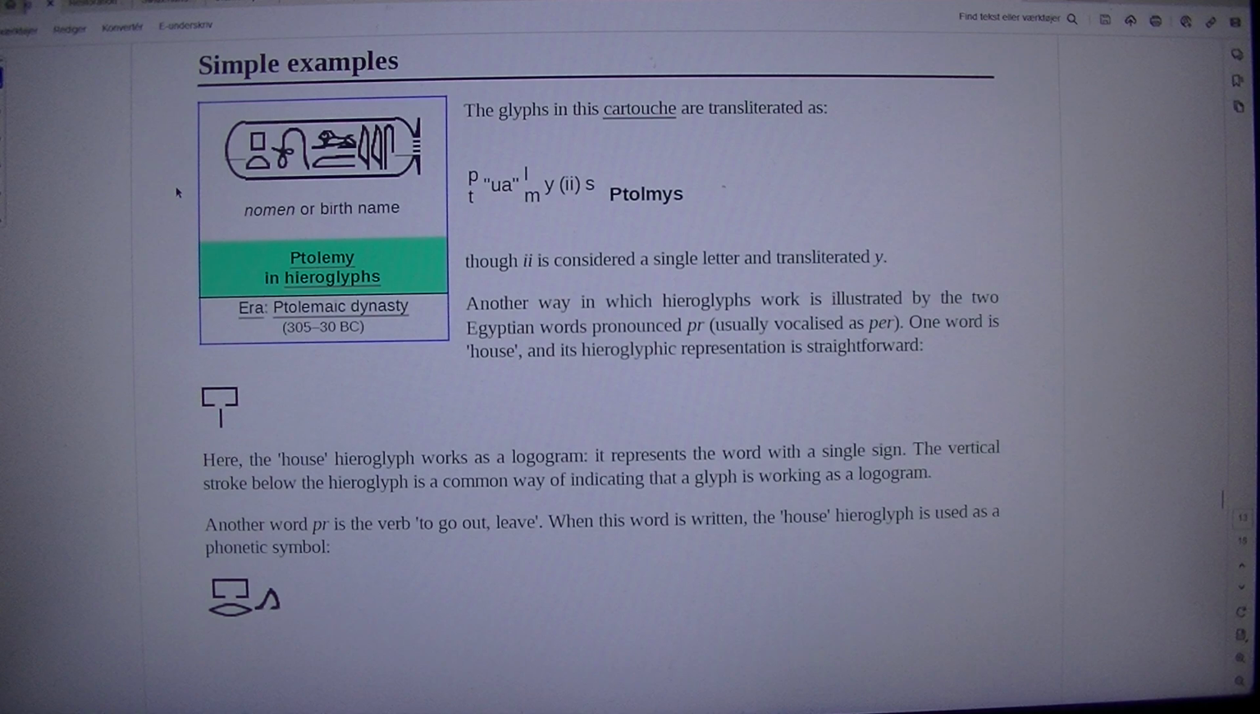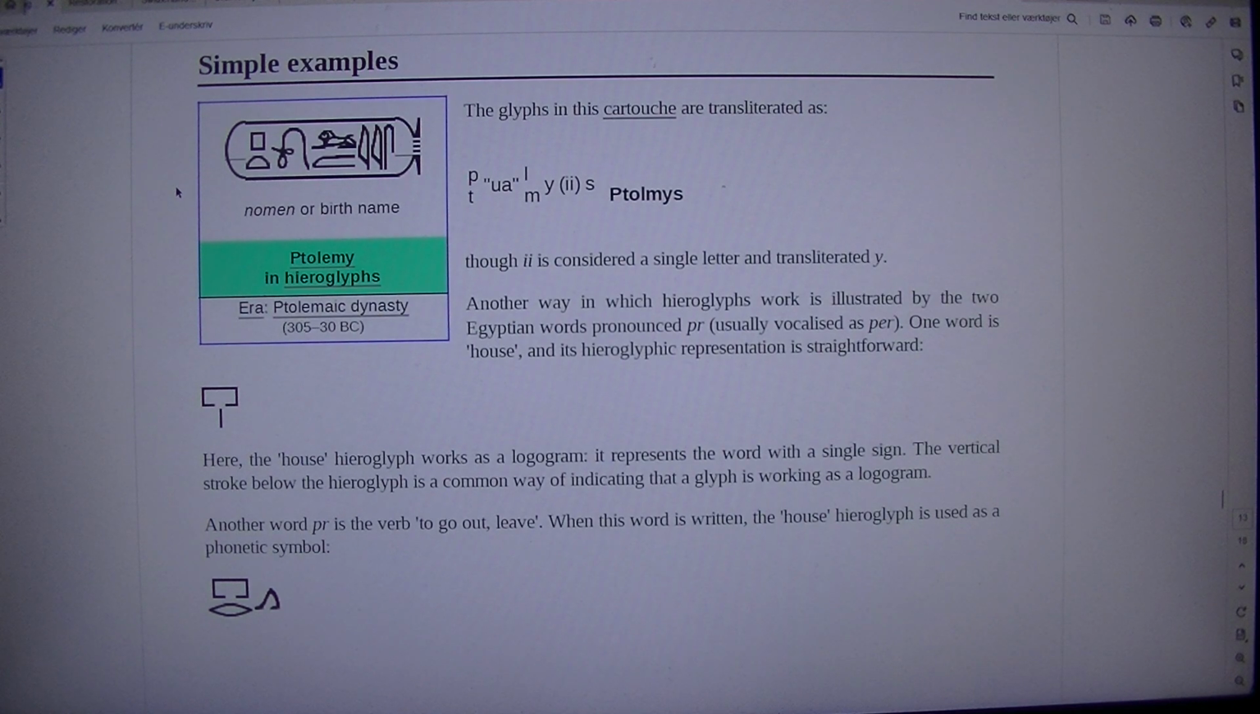Another way in which hieroglyphs work is illustrated by the two Egyptian words pronounced pr, usually vocalized as per. One word is house, and its hieroglyphic representation is straightforward: pr, Z1. Here, the house hieroglyph works as a logogram. It represents the word with a single sign. The vertical stroke below the hieroglyph is a common way of indicating that a glyph is working as a logogram. Another word pr is the verb to go out, leave. When this word is written, the house hieroglyph is used as a phonetic symbol pr.